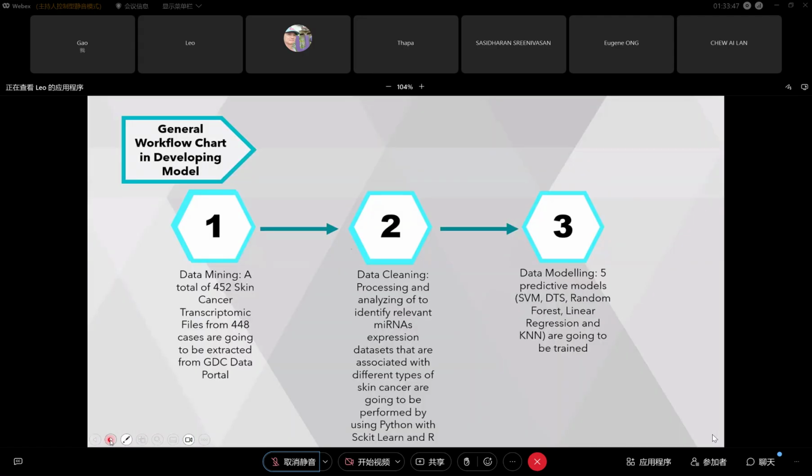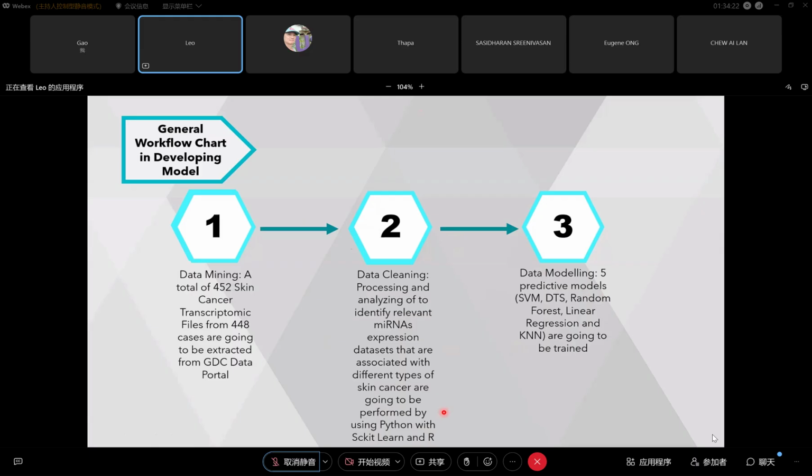So the general workflow of my method is, first, we start with data mining. A total of 452 skin cancer transcriptomic files from 448 cases are going to be extracted from the GDC data portal. And then after that, we do data cleaning. After we get the data, we need to analyze it to identify the relevant microRNA expression data sets that are associated with different types of skin cancer. This is going to be performed using Python with Scikit and R.